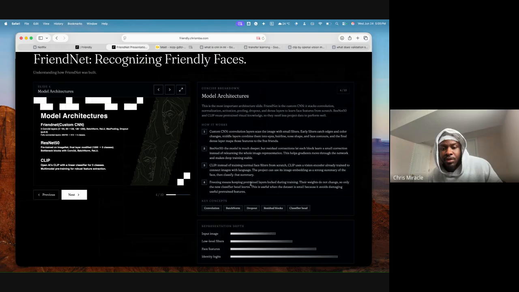Freezing means keeping pretrained layers locked during training. Like I told you, I froze ResNet's layers and CLIP's because I don't have the compute to train the entire model. Their weights do not change, so only the new classifier heads learn. So like we did there, we removed the 1,000 classes and used only 5 classes in the final layer. The same thing was done for CLIP.